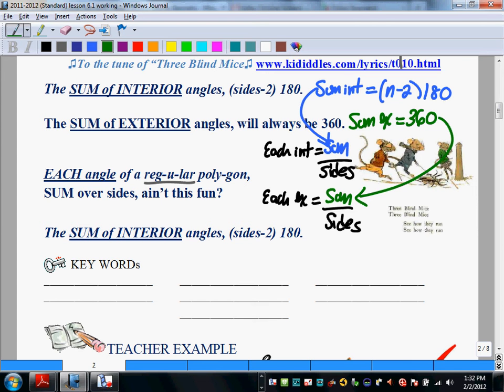The sum of interior angles, size minus 2 times 180. The sum of exterior angles will always be 360. Each angle of a regular polygon, sum over sides, ain't this fun. The sum of interior angles, size minus 2 times 180.